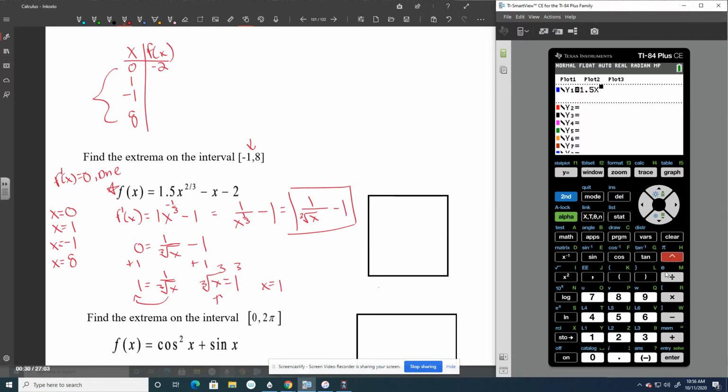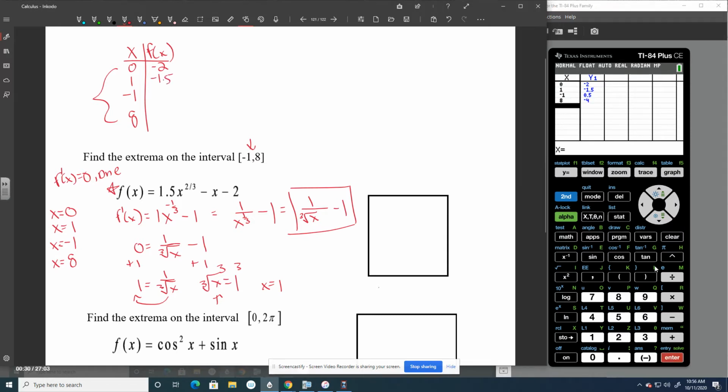1.5x. We're going to have to plug in quite a few numbers here, so we might as well save us a little bit of time other than you having to watch me type in a function. So if I go to the table, I don't want to go to the graph because I don't want you to see what it looks like yet. But if I plug in 0 and 1 and -1 and 8, I get -2, I get -1.5. At -1, I get a 0.5. And at 8, I get -4.